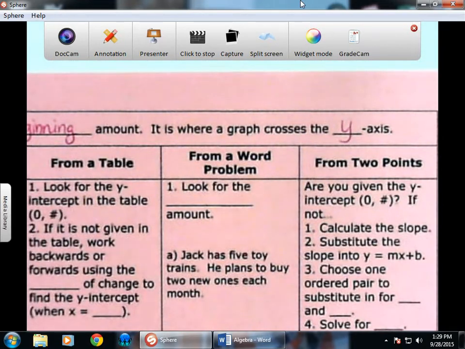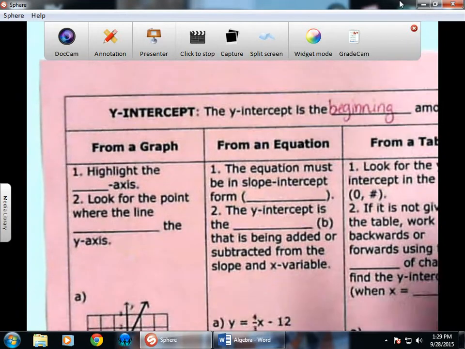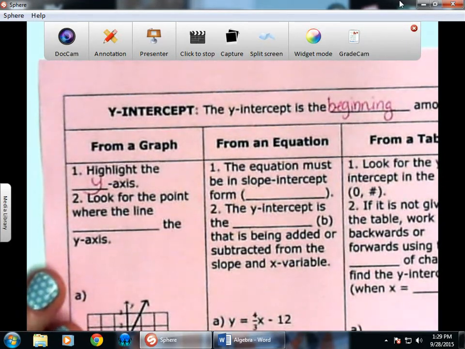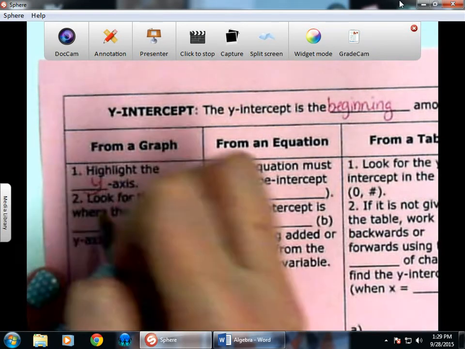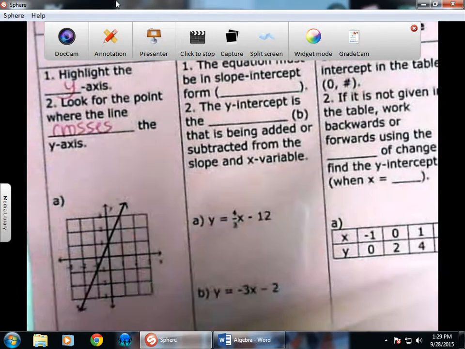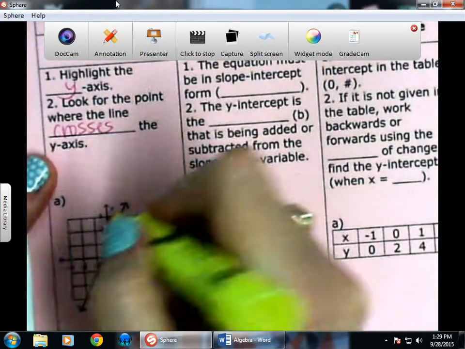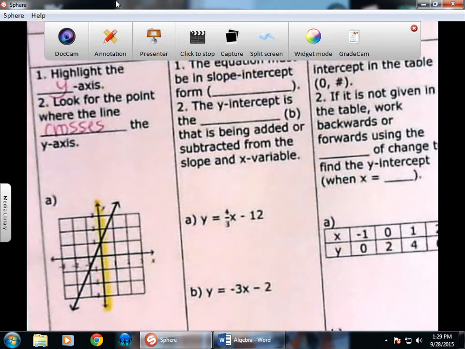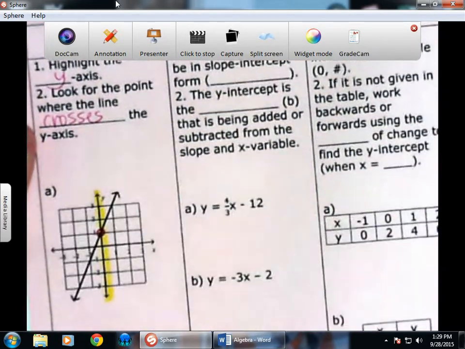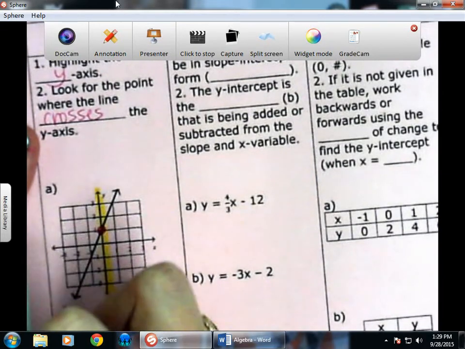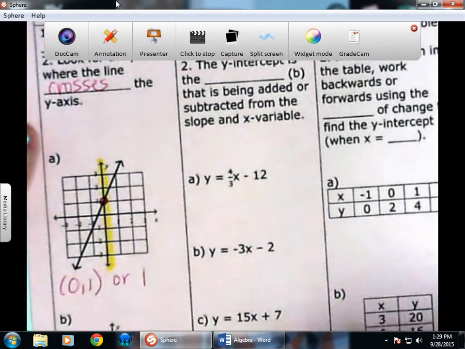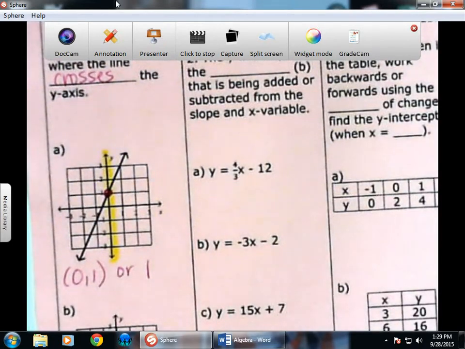So we're going to start with finding the y-intercept from a graph. You're going to highlight the y-axis, if that is something that would help you. And you look for the point where the line crosses the y-axis. So on example A, if you want to highlight your y-axis, it's right there. It crosses right here. So there's two ways of writing this. You could write it as a coordinate point, (0, 1), or you could just write 1. Depends on how that question is asked.